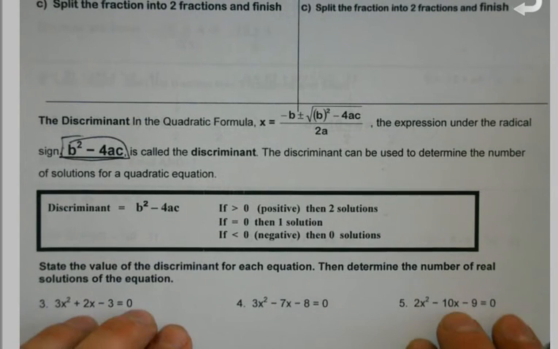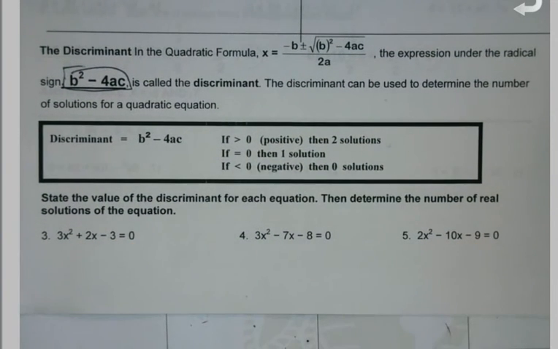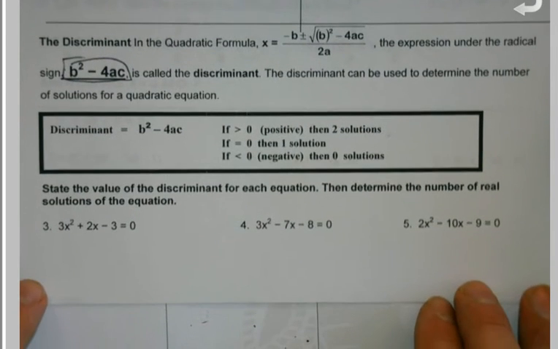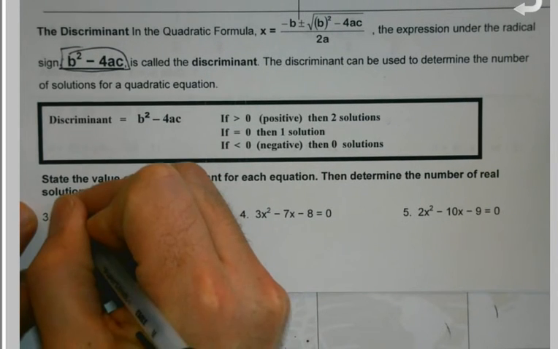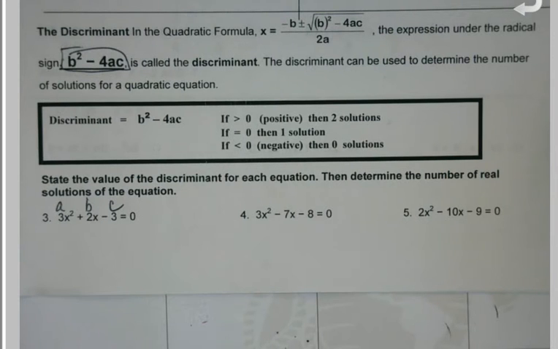So here's what it can do for us. It lets us know how many answers there's going to be to something. Sometimes we may get one that has one answer. Sometimes it may have two, like the ones we just got done with. Sometimes it may have no answer. It may just not be factorable at all. So if we're trying to find the discriminant, my a, b, and c values are always going to go in the order of what we're doing.